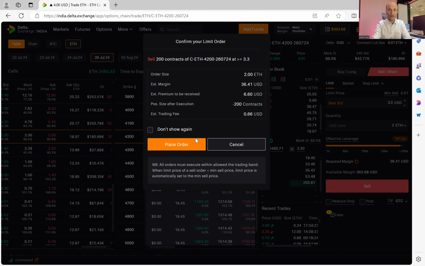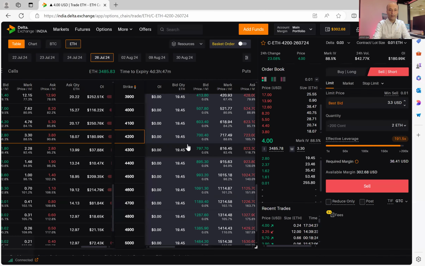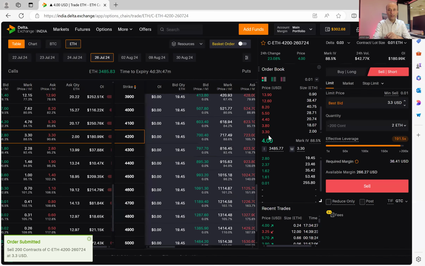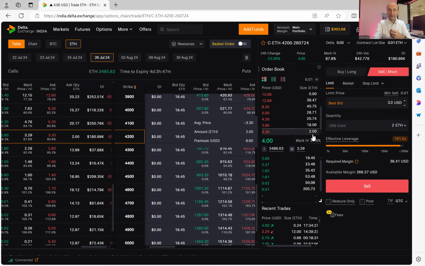So I'm just going to place an order and check, and the order is submitted. And you can see 3.3 is where I have submitted the order, and we will see if it gets executed. Once it gets executed, I might want to place a stop loss for the trade, and let's see how it goes. So that's how you can trade this kind of cryptocurrency. It's very simple, very easy.